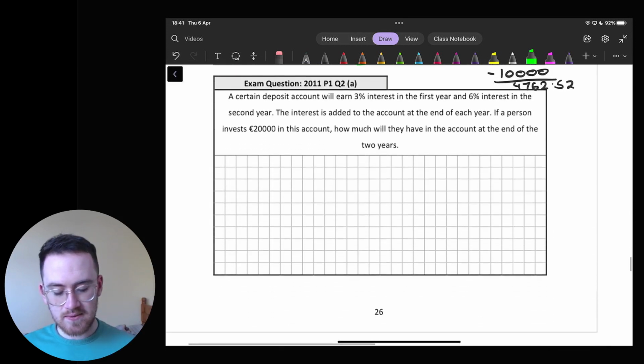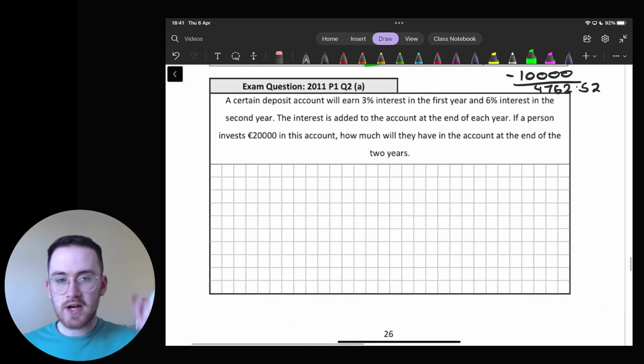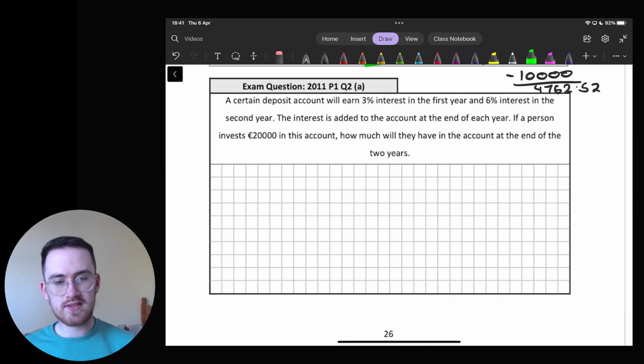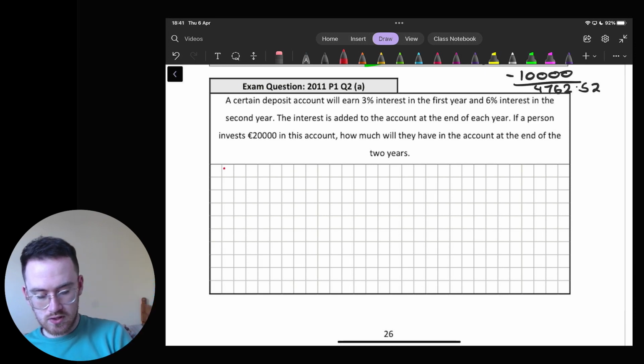So let's look at an exam question, following the same idea. A deposit account earns 3% interest in the first year, 6% in the second year. The interest is added at the end of each year. If they invest 20,000, how much will they have at the end of 2 years? Let's focus on year one. For year one, they've invested 20,000. The first interest rate is 3%.